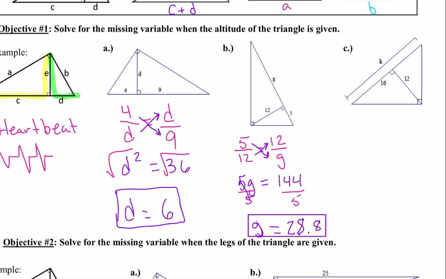This one, again, we have the 12 inside, so we know we're going to use the heartbeat method. Anytime you're given the altitude inside and it has a measurement on it, you have to use the heartbeat method. So we're going to use heartbeat again. So we're going to do this over this and this over this. But this doesn't represent the variable K. So I think we're going to have to do an extra step at the end. Let's add in a variable here. We'll just call this X for now. We're going to solve for X, and then we'll figure out K at the end.